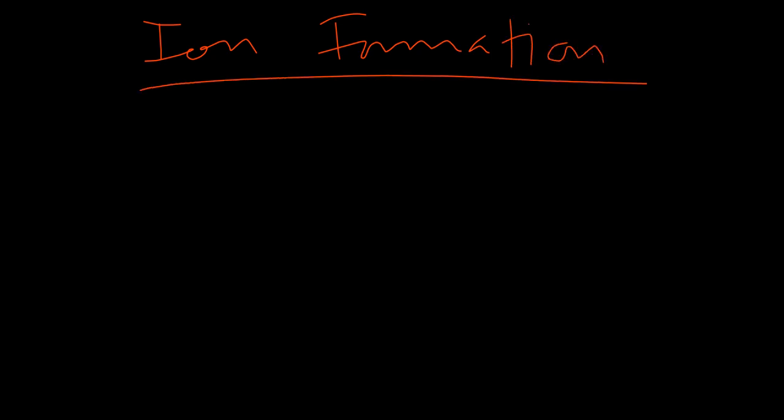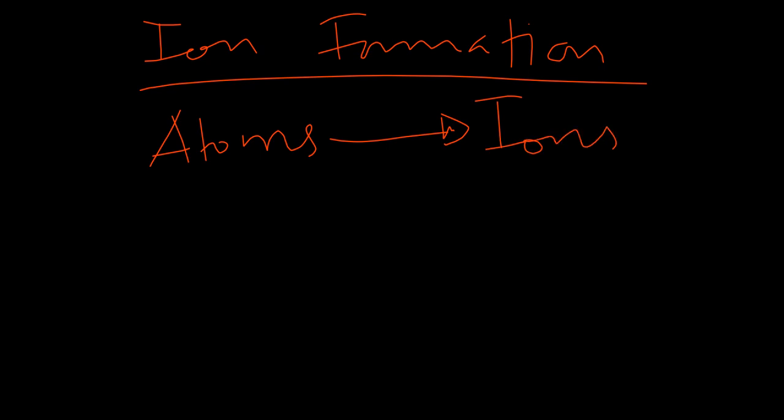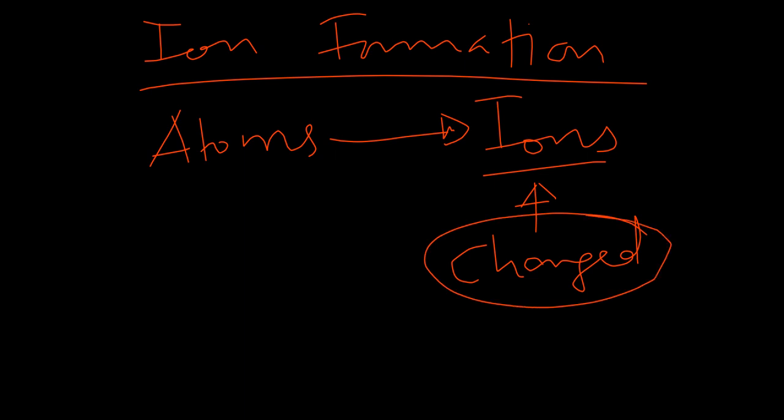Today, we'll be looking at ion formation. In other words, we'll be looking at how ions are formed. So, first, we know what atoms are, and we also know that atoms can become ions. How do atoms become ions? They become ions when they are charged. That's why ions are charged atoms. So, that's what ions are, and they are formed from atoms.